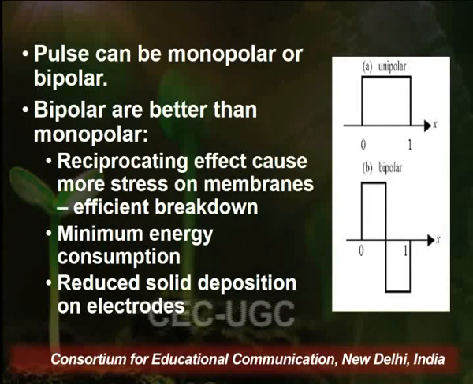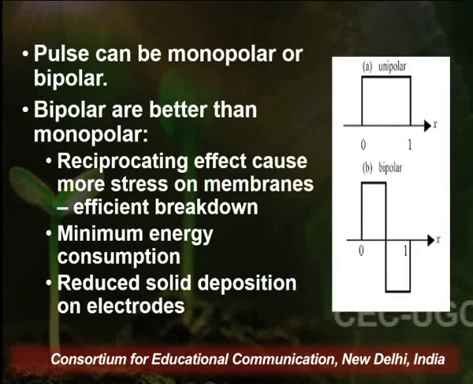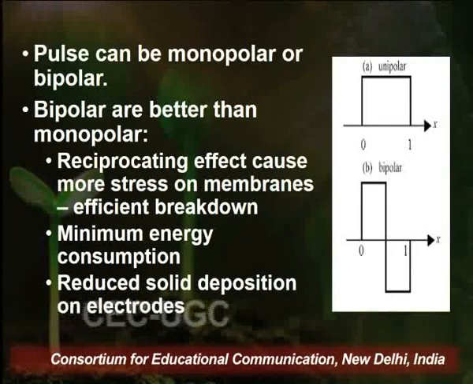Now this reciprocating electric intensity exposure causes more stress on the cellular membranes, and this enhanced stress results in efficient breakdown or electroporation of the membranes. And once there is an efficient breakdown or electroporation, the overall extraction yield increases. Since these types of bipolar waves produce a lot of stress on the membrane, thereby improving the electroporation, minimum energy or reduced energy is required in the case of bipolar pulse electric waves.